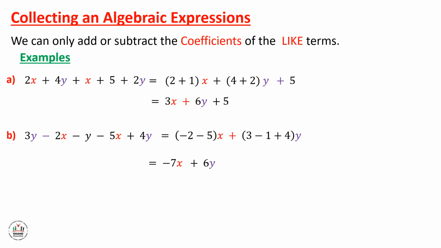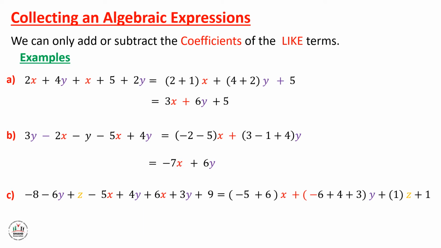Example C, minus 8 minus 6y plus z minus 5x plus 4y plus 6x plus 3y plus 9. We have here three variables, x, y, and z. First, we start with x: we write x, and we multiply it by the summation of the coefficients. So we have minus 5x, so we write minus 5, and 6x, so we write plus 6. With respect to y, we have minus 6y, so we write minus 6, plus 4y, so we write plus 4, and plus 3y, we write only plus 3. We multiply the result of these three numbers with y. And we have only one z, so we keep z as it is. We have minus 8 plus 9, which equals 1. And we will get x plus y plus z plus 1 as a final answer.